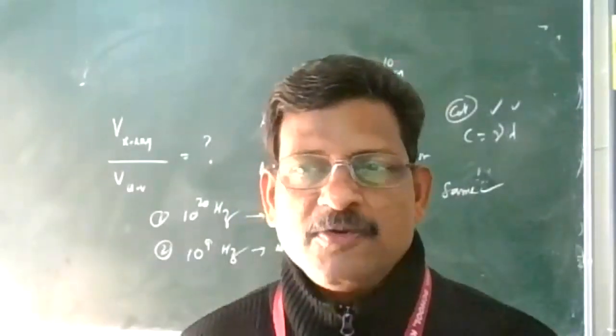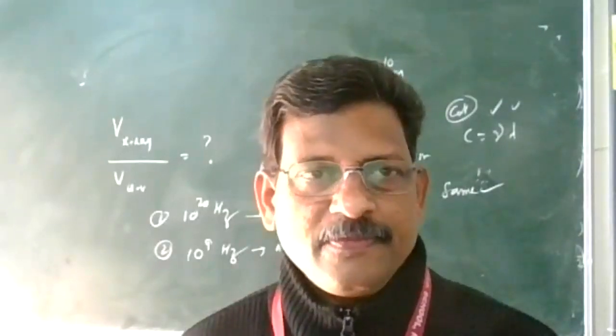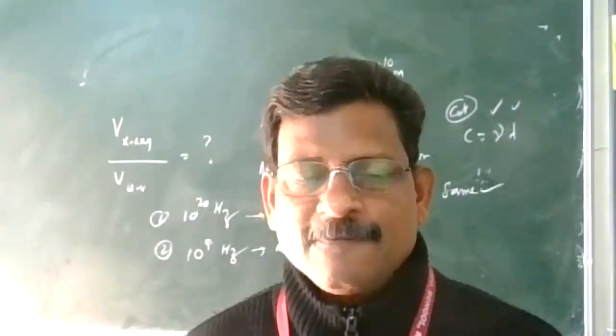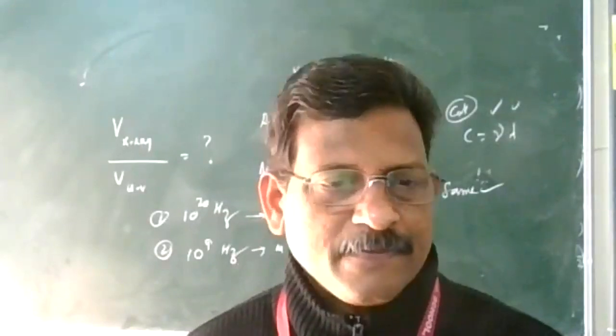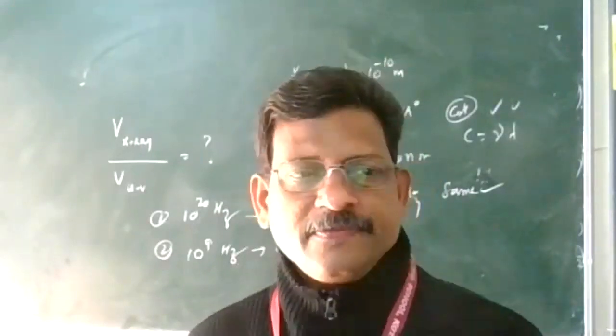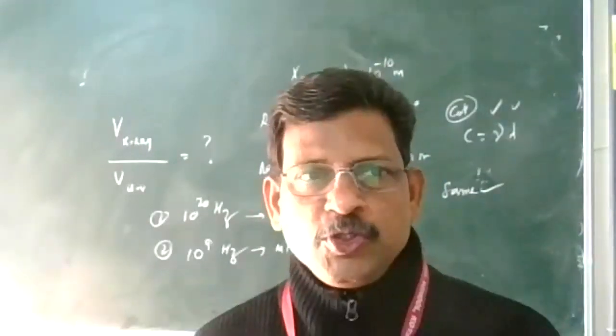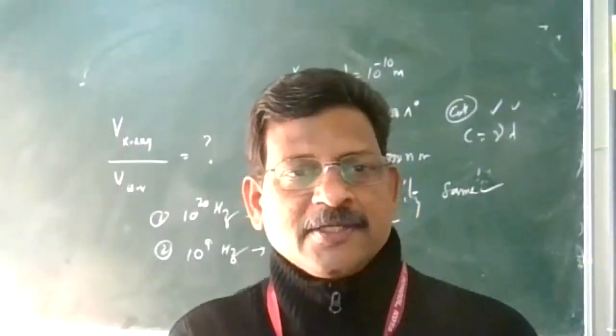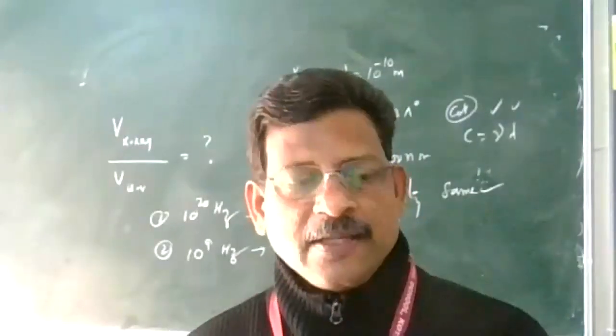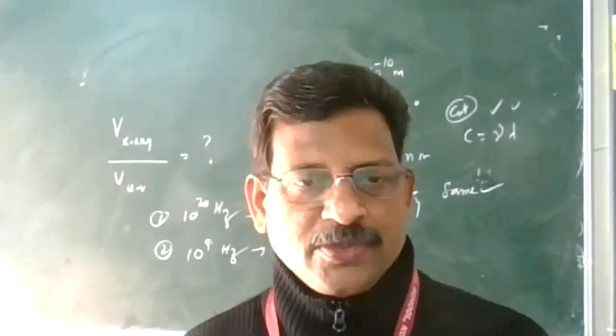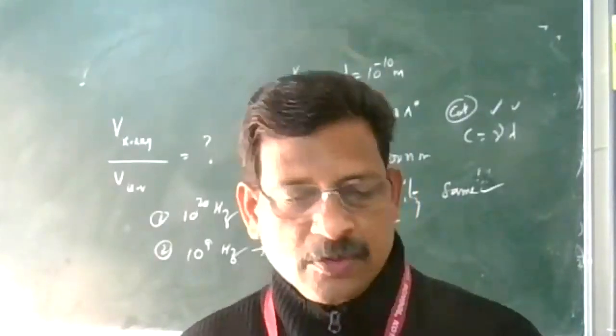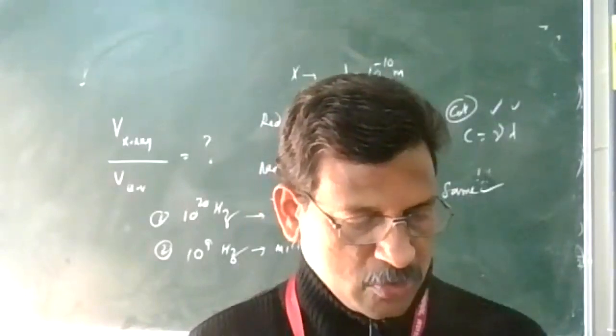Ozone layer absorbs which kind of radiation? UV rays. Okay, UV rays. If we are exposed to UV rays continuously, we may get skin cancer, etc. And that also is dangerous to living tissues. So that is a very important point in this. This was a board question.